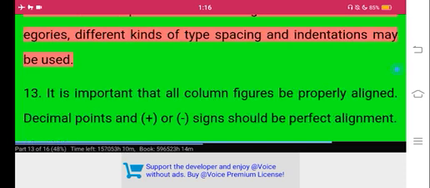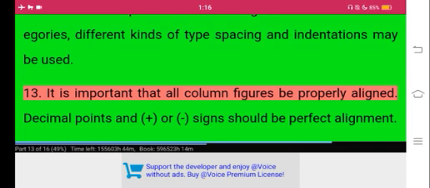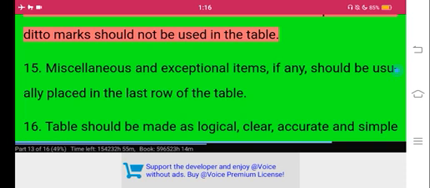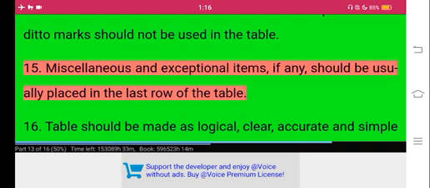table itself. 12. In order to emphasize the relative significance of certain categories, different kinds of type, spacing and indentations may be used. 13. It is important that all column figures be properly aligned. Decimal points and plus or minus signs should be in perfect alignment. 14. Abbreviations should be avoided to the extent possible, and ditto marks should not be used in the table. 15. Miscellaneous and exceptional items, if any, should usually be placed in the last row of the table.